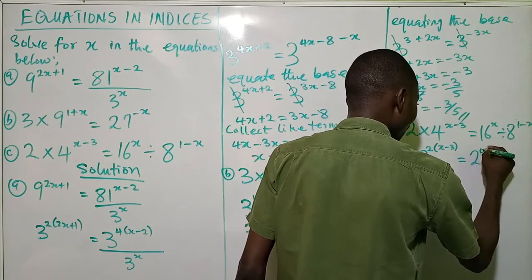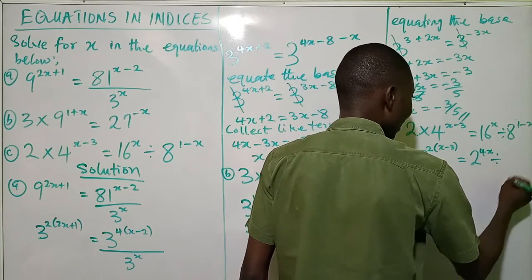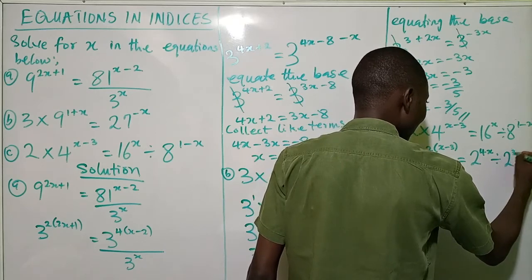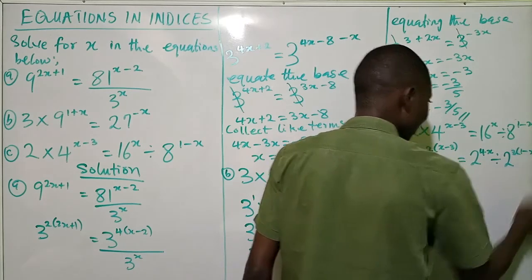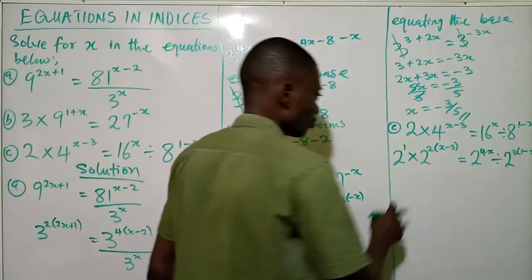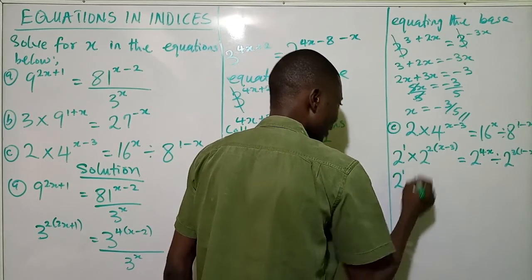2 raised to the power of 4 times x, that is 2^(4x), divided by 2 raised to the power of 3 open bracket 1 minus x. So that is it. What will I do from here now? Look at this. This is saying 2 raised to the power of 1.